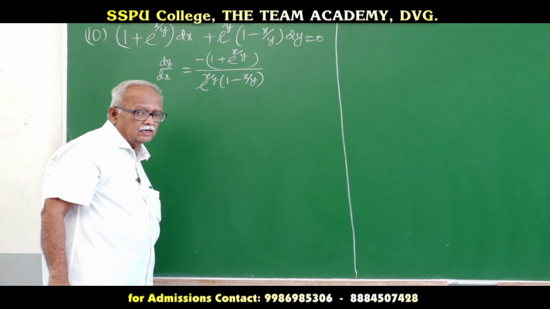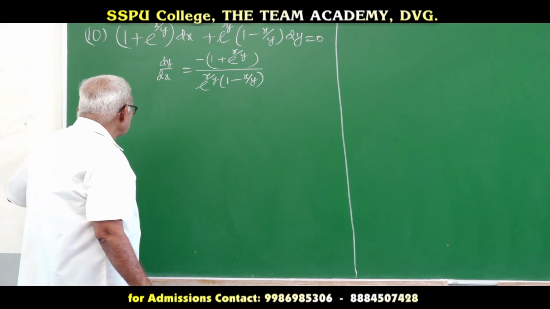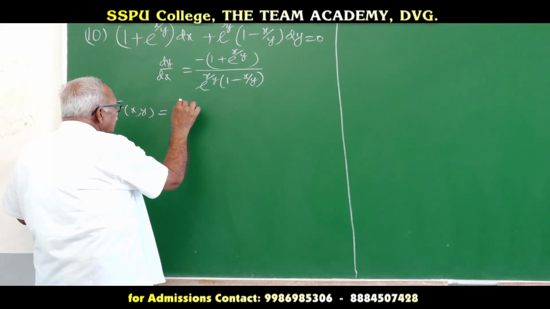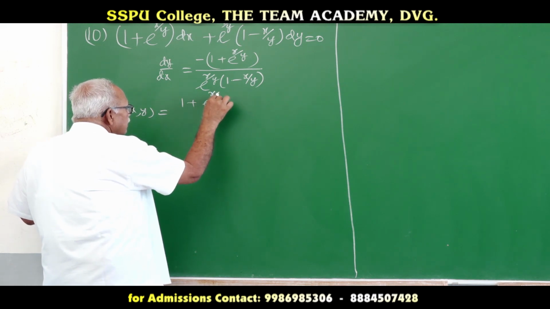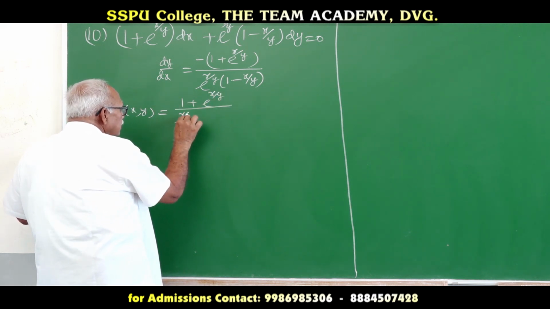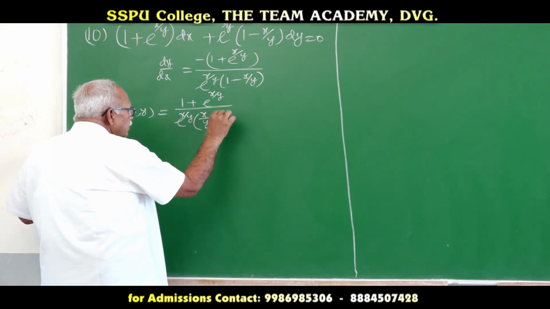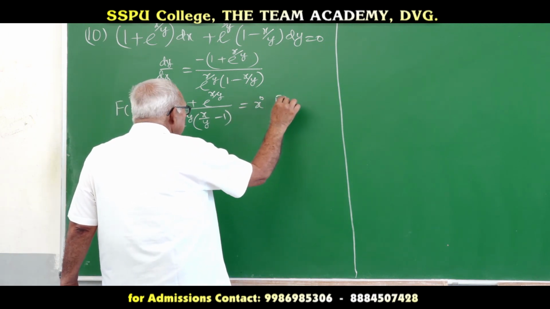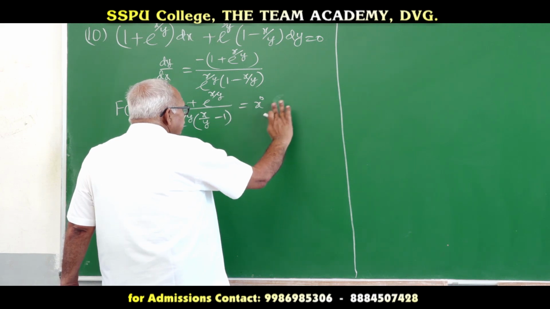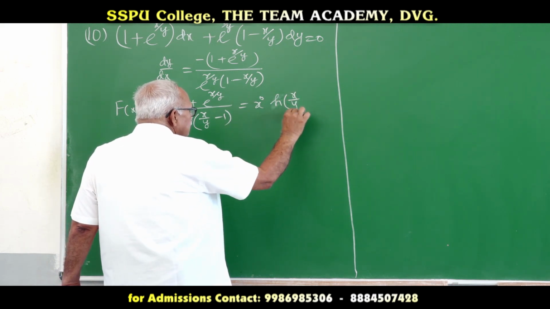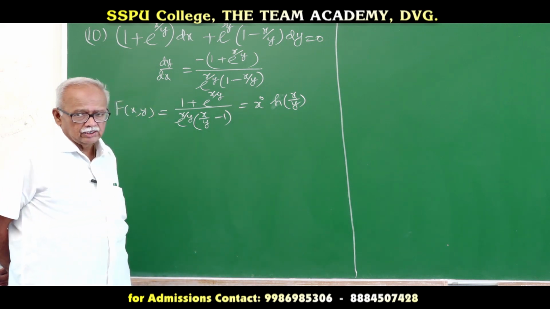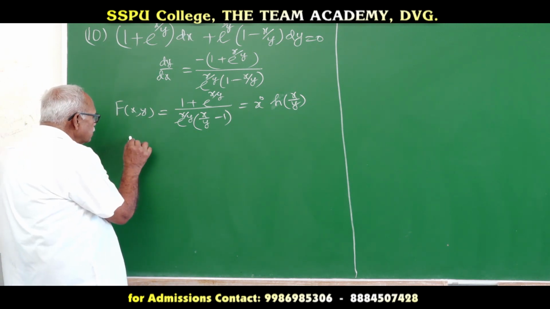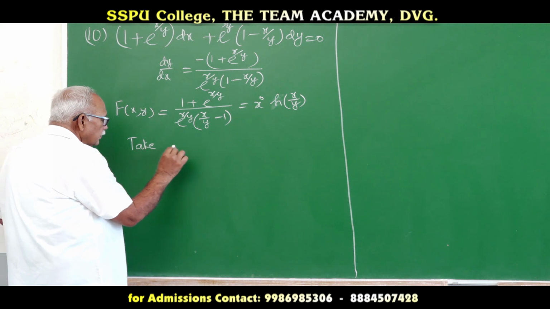See, this itself, the function f of x y is 1 plus e power x by y divided by e power x by y into x by y minus 1. So, this is easily in this form of x power 0 into h of x by y. So, it is a homogeneous function. Now, take substitution, take what we have to take.